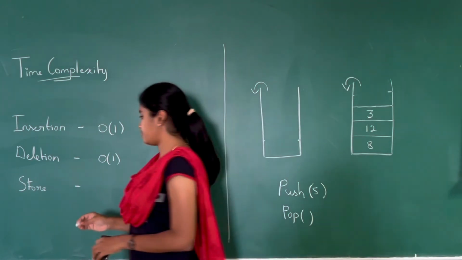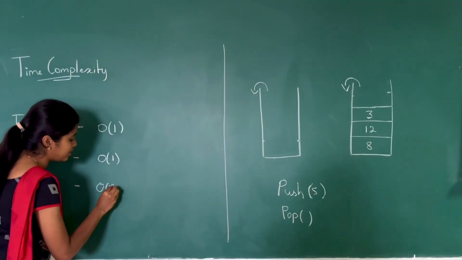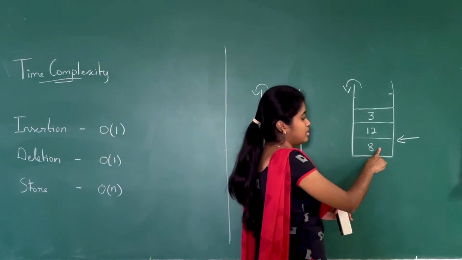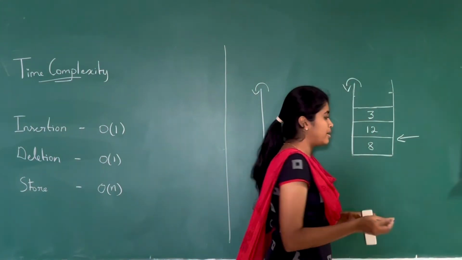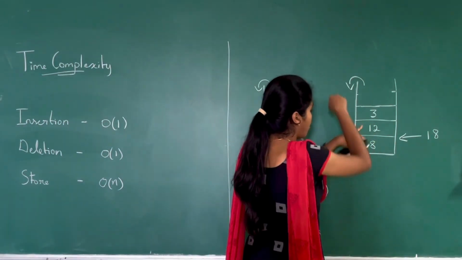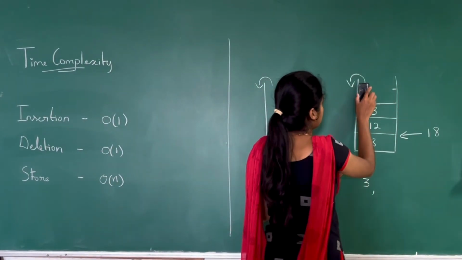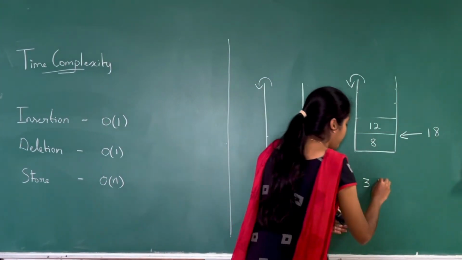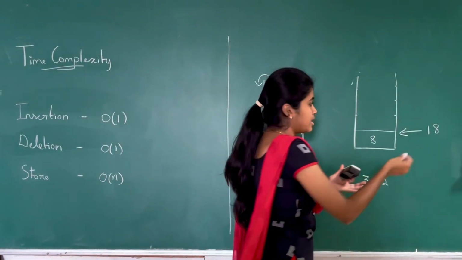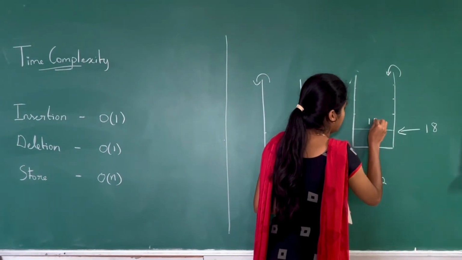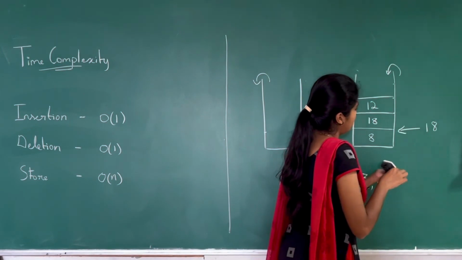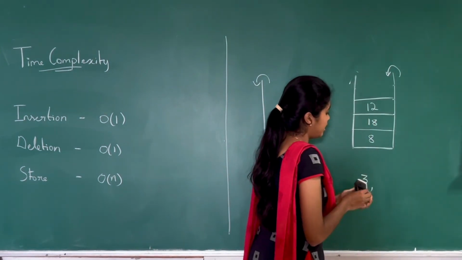Next is storing. Storing an element takes order of n time complexity. For example, if we want to store an element here between 12 and 8. For example, we want to store an element 18. Then what will happen now? The element 3 will get popped out. Then element 12 will get popped out. Now we have to push this 18 inside. Then push 12 inside. Then we have to push 3.